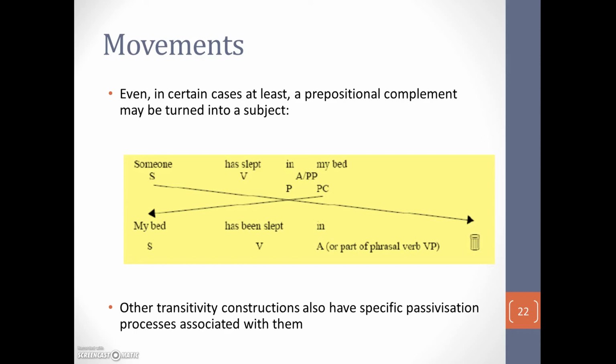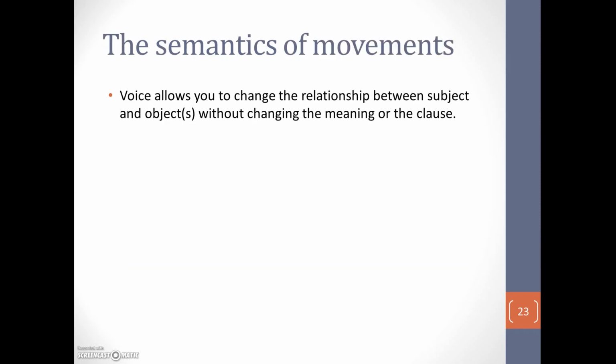But the thing to bear in mind here is that this subject in the active voice construction, right? So in the original sentence, as it were, is basically left out. Now, other types of transitivity constructions, so complex transitive constructions of different forms, they have specific passivization processes associated with them. But here we're just going to focus on the monotransitive and the ditransitive ones. So voice basically allows you to change the relationship between the subject and object without changing the actual meaning. All right, so the meaning is the same. It still describes the same situation.